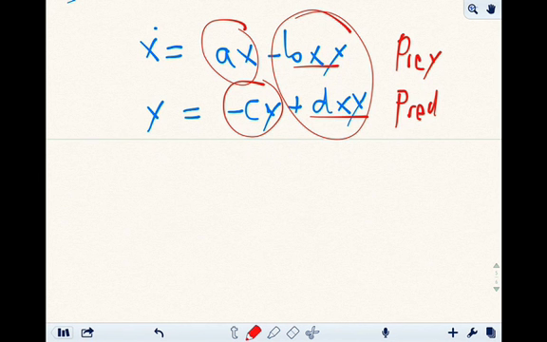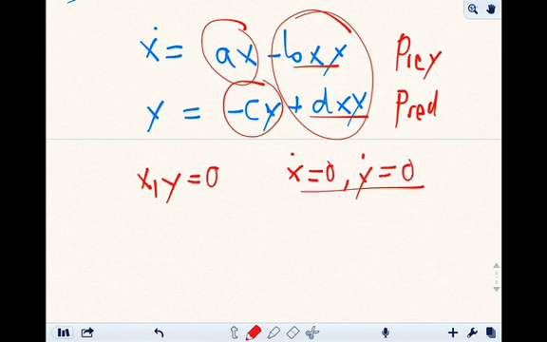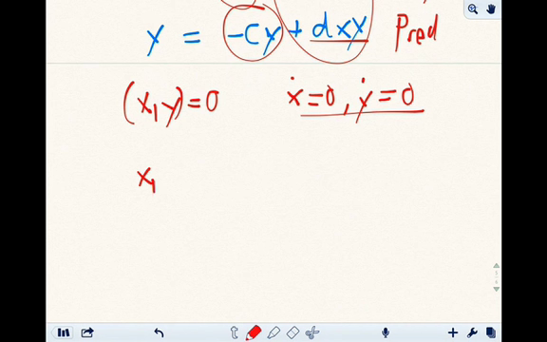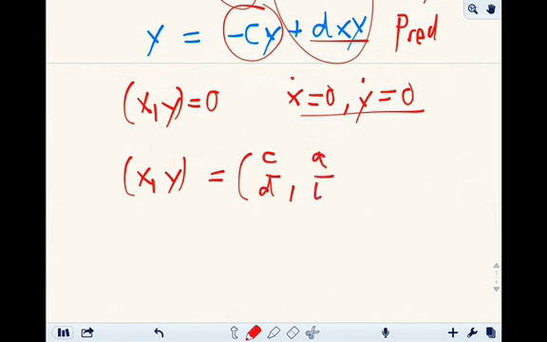let me just scroll back here. Two critical points. One was x and y equal to 0. That satisfies x dot equals 0 and y dot equals 0. So a critical point is where both equations are in equilibrium, meaning that our time rates of change are 0. So at this point, the origin of phase space, state space. And we also have a second point, (x, y) is equal to (c over d, a over b).